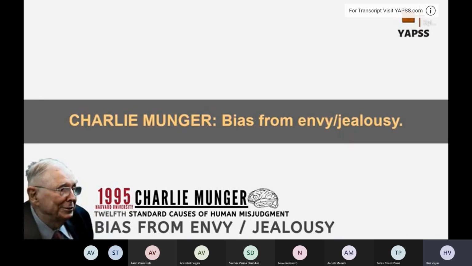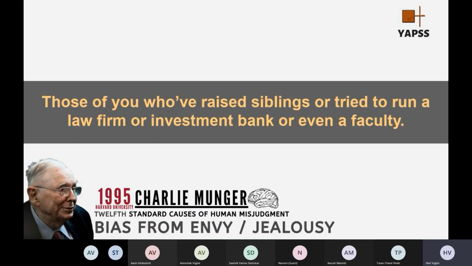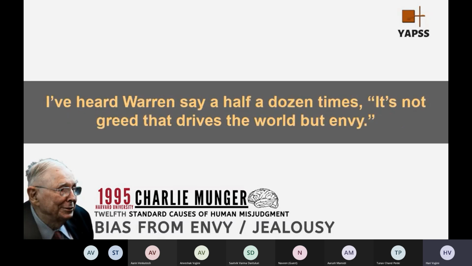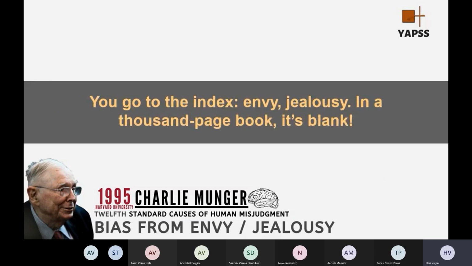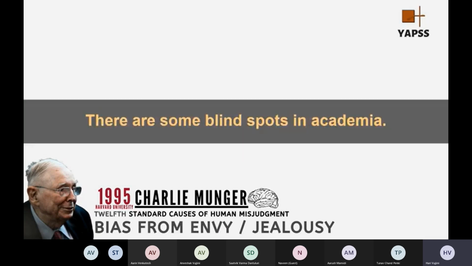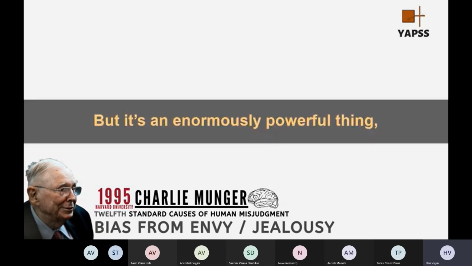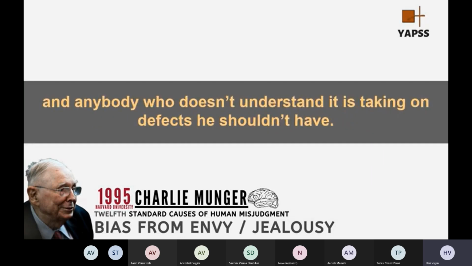Bias from envy, jealousy. Well, envy and jealousy made 2 out of the 10 commandments. Those of you who have raised siblings, you know about it, or have tried to run a law firm or investment bank or even a faculty. I've heard Warren say half a dozen times it's not greed that drives the world, but envy. Here again, you go through the psychology survey courses, and you go to the index, envy, jealousy, in a 1,000-page book. It's blank. There are some blind spots in academia, but it's an enormously powerful thing, and it operates to a considerable extent on the subconscious level. And anybody who doesn't understand it is taking on defects he shouldn't have.